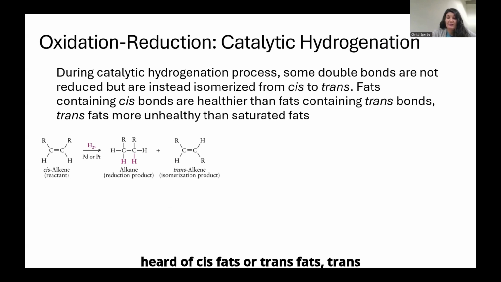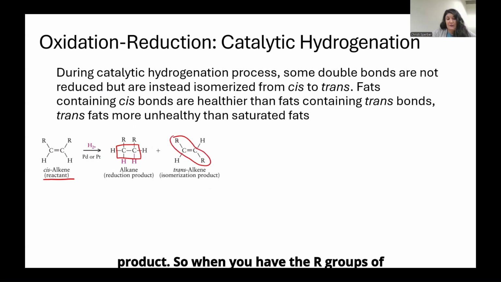You may have heard that trans fats are more unhealthy than saturated fats. So we have a cis alkene right here, and you add hydrogen gas with a metal catalyst, and you can get the single bond. The carbon double bond goes to a single bond, and you can also get the trans product. Trans is when the R groups or the H groups are on opposite sides of the double bond. Cis is when the R groups or the H groups are on the same side.